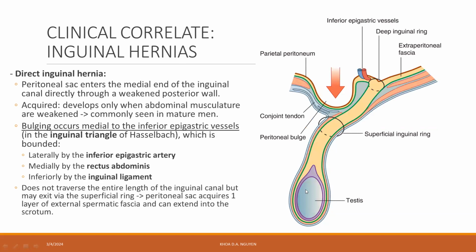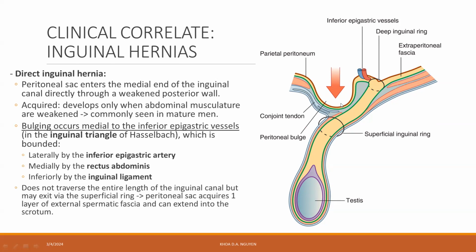All right, and now you have direct inguinal hernia. Now, with a direct inguinal hernia, you don't even use the deep inguinal ring. You don't use this one at all. But you force your way into the inguinal canal. This is the inguinal canal, right? You force your way into the inguinal canal from the posterior part of the anterior abdominal wall.